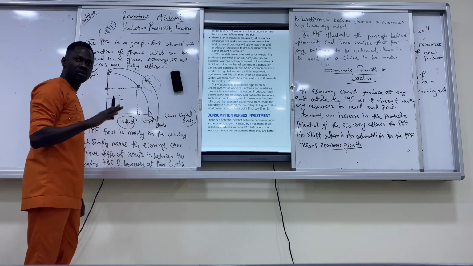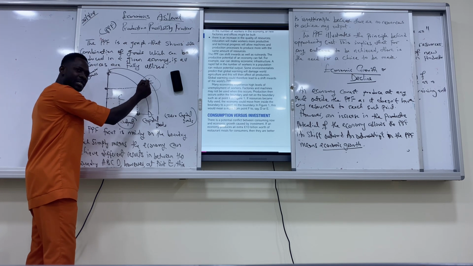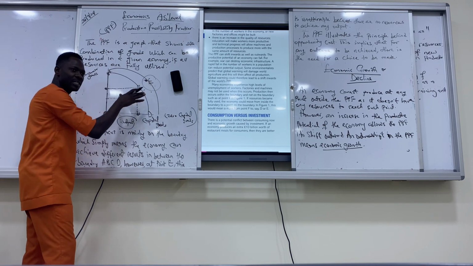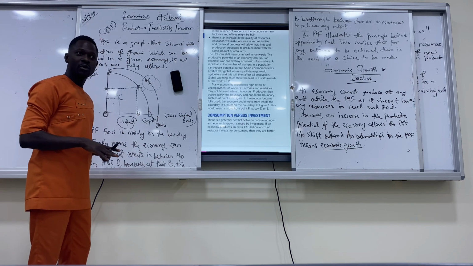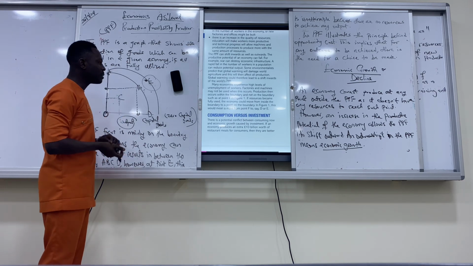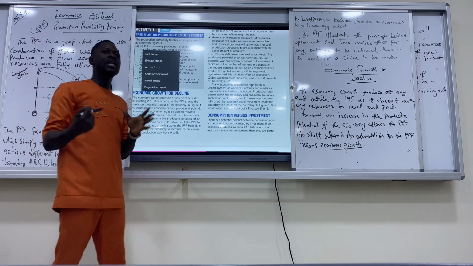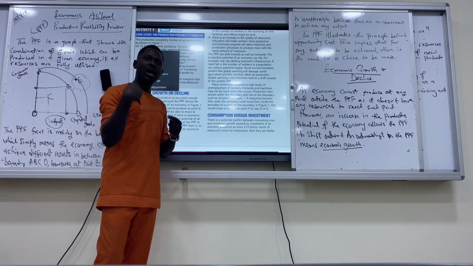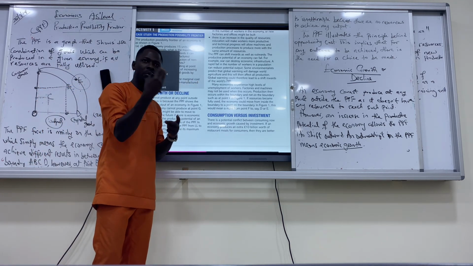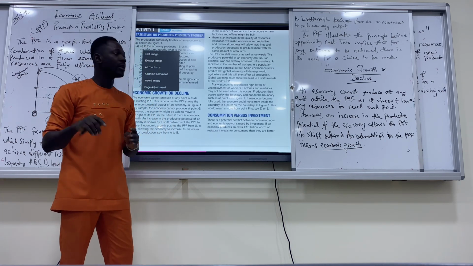Do you understand what economic growth is here? At this point E, to attain point E, it would have meant that some situation has changed within our economy. So if that happens, it brings about economic growth. And economic decline means we are moving inward of the PPF. Outward of the PPF means economic growth. Inward means what? Economic decline. Do we understand economic growth and decline here?